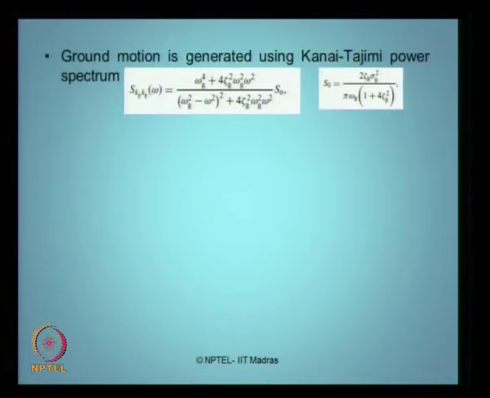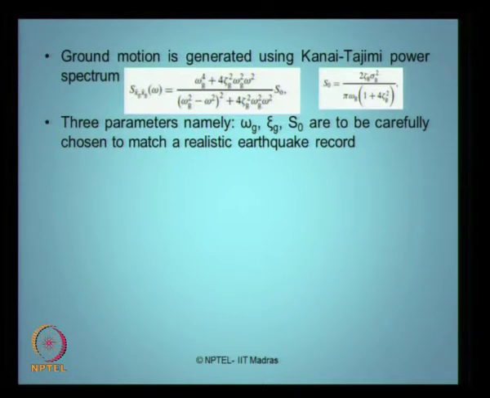So, this is my Kanai-Tajimi spectrum, which we already wrote. It is an artificially generated earthquake using the KT power spectrum, the governing equation. There are 3 parameters: omega g, zeta g and S naught. Zeta g is the ground damping, it is not the structural damping, and omega g is the ground frequency, and S naught of course is the spectral ordinate for the specific problem, which is available here.